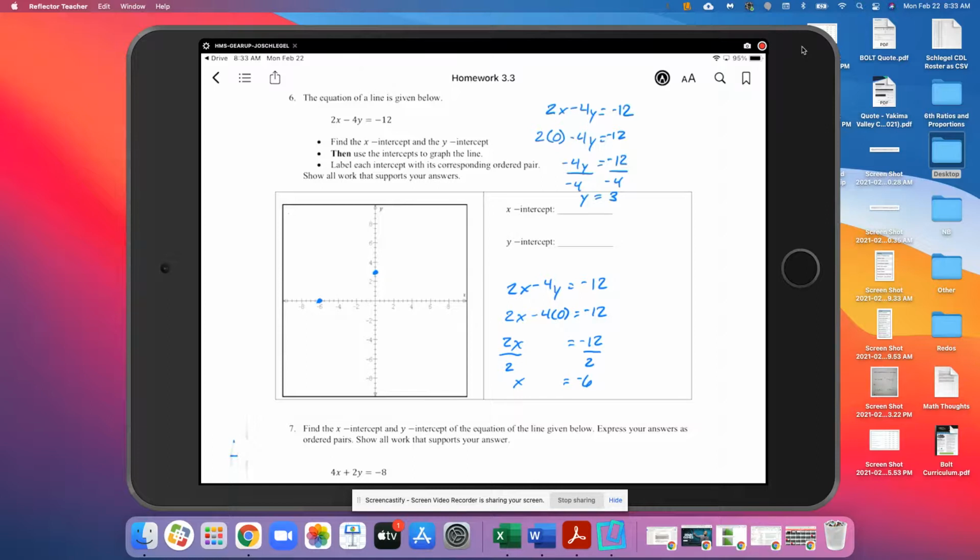And we're supposed to label each intercept with the corresponding ordered pair. So this will be (0, 3). This will be (-6, 0). Okay, and then we need to sketch a line. So there we go. And that's going to be it for that one, folks. My x-intercept is (-6, 0). My y-intercept is (0, 3).